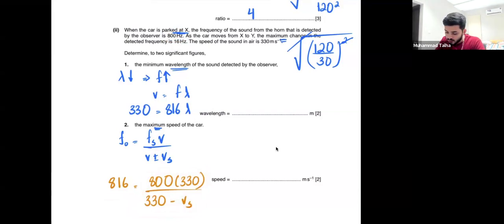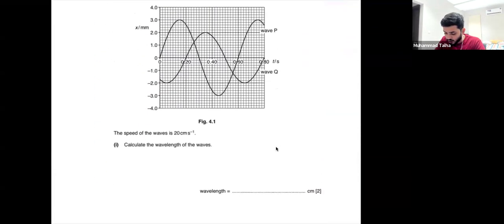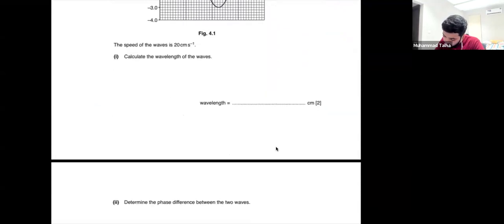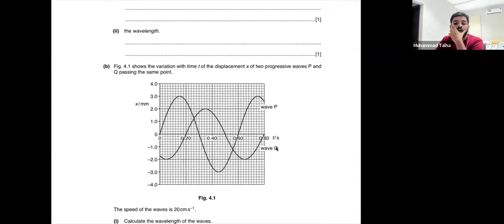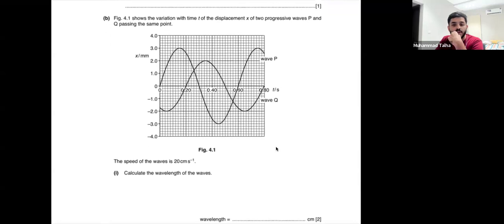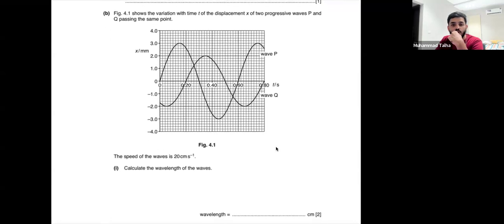All right. Okay. I think this question asks about phase difference. So let's have a look at this one. Speed of waves is 20 centimeters per second. Calculate the wavelength of the waves. So first off, note that these graphs are displacement-time graphs. Also note this is in millimeters, right?